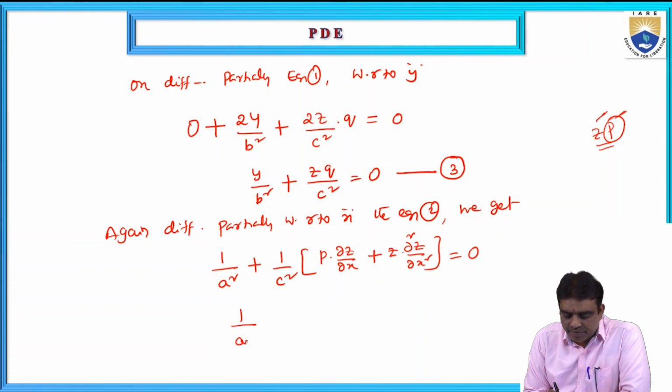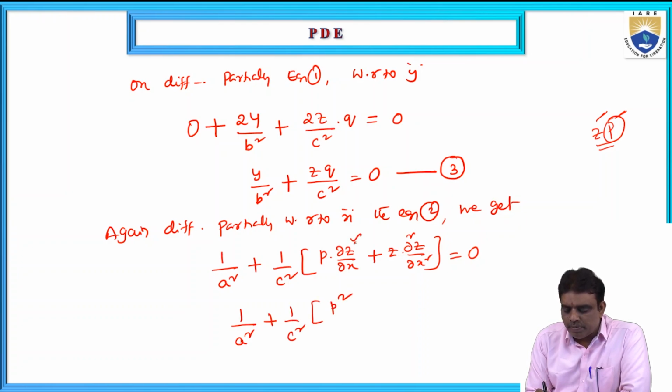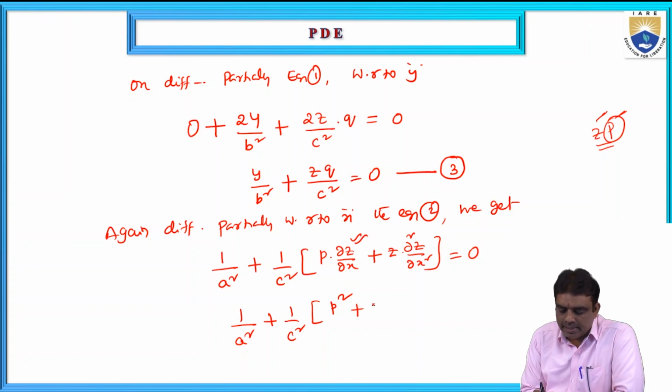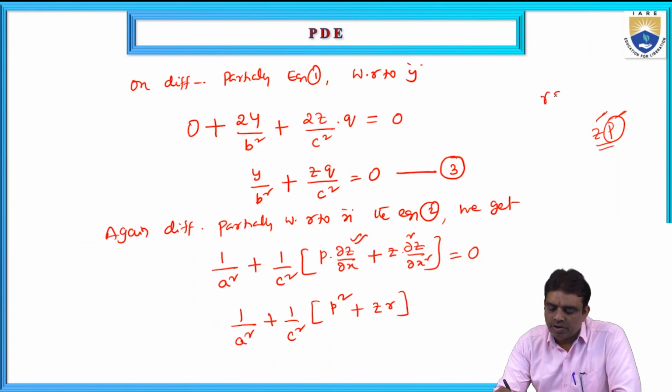Or I can write this equation as 1 by a square plus 1 by c square into p into p. Dou z by dou x means again it is p. So p into p, that is p square, and z into r. R means, what is our notation? R means dou square z by dou x square. P means dou z by dou x.